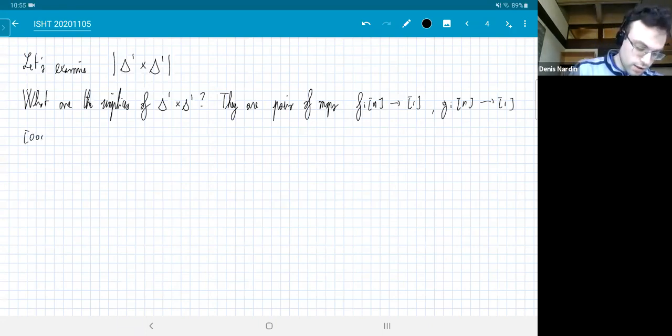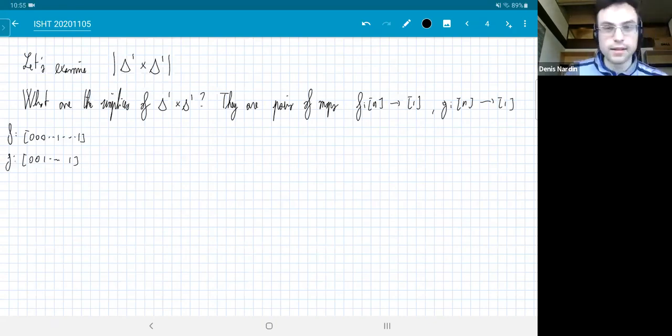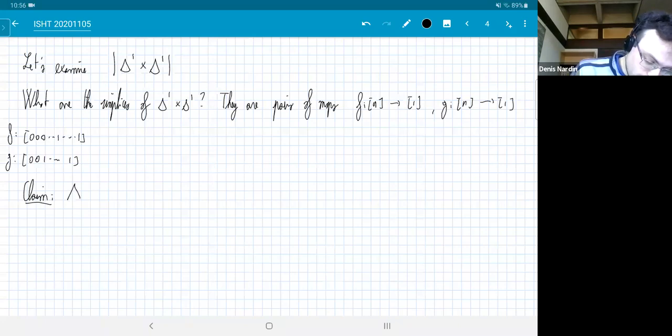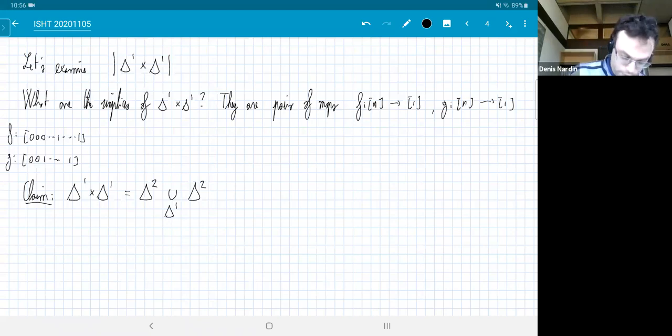So you can think of this as 0, 0, 0, and then at some point it goes to 1, and another 1, 0, 0, I don't know, 1, 1, if you write the values of f in order. And the degeneracy is just doubling one symbol. So the claim I want to make is that delta 1 cross delta 1 is the union of two simplices along a certain one-simplex. So let me draw what I mean.